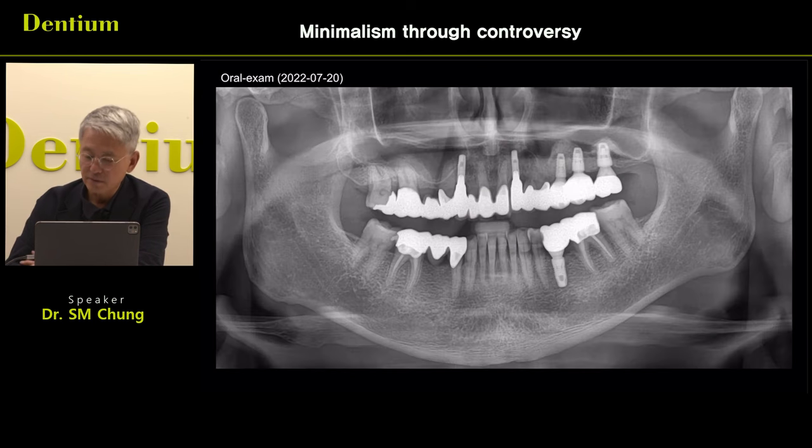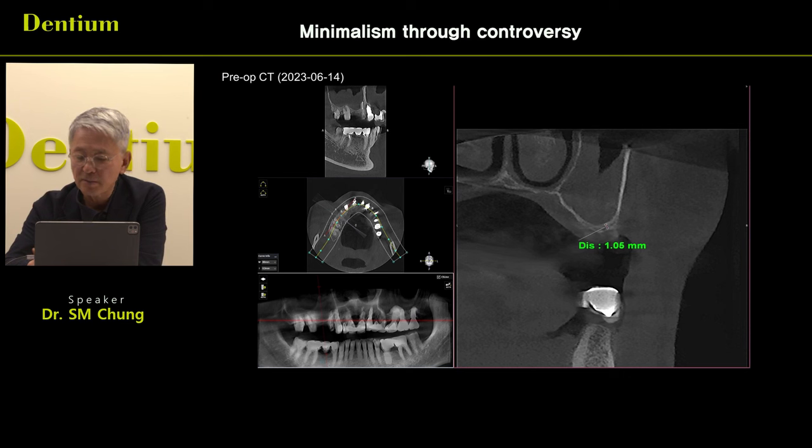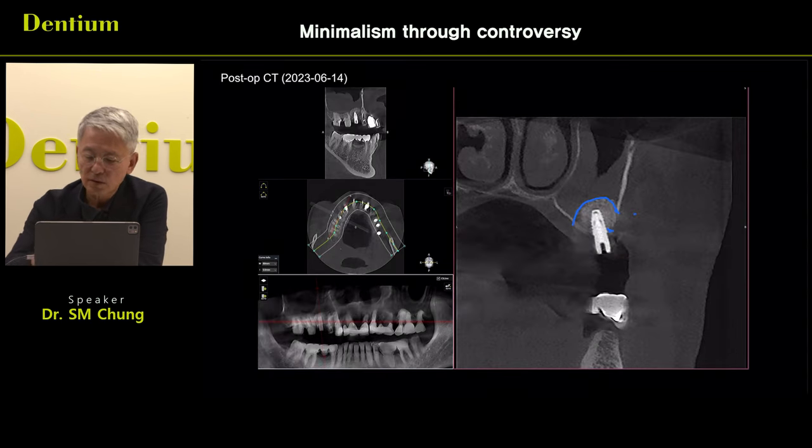This is the lateral approach. Before, we had already done a little sinus augmentation and an implant. But due to a problem on this side, we must do an implant on this side with sinus augmentation. Before that, our remaining bone height was very thin, actually around 2 millimeters. So after the lateral approach, we did sinus augmentation and a 7 millimeter length implant.